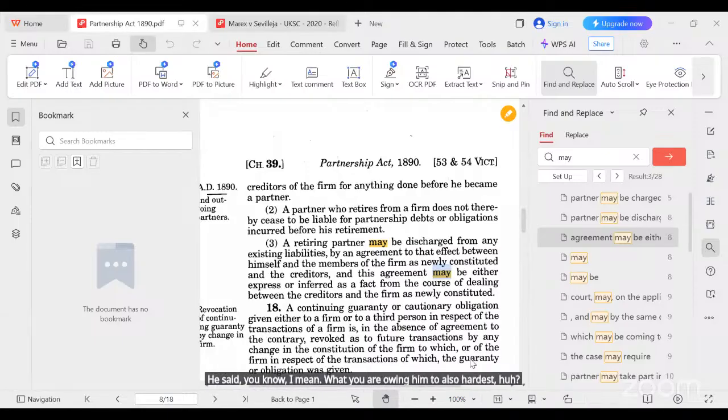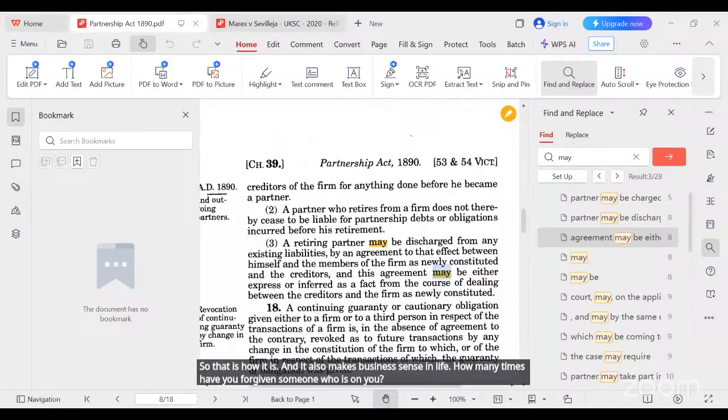Because remember that a creditor can always reach any of the partners anytime. He can grab one person and sue him for everything. The others will contribute because it is a joint and several liability. But this one now empowers them to forgive a retiring person. So that is how it is. And it also makes business sense in life. How many times have you forgiven someone who is owing you?